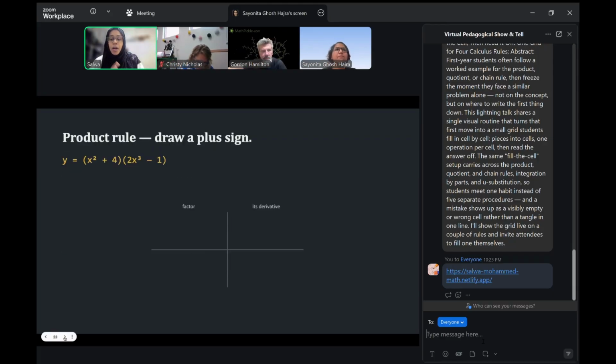So I'm like, okay, I'm going to draw a grid, like a plus sign. We're going to put the factors on the left side. The first thing I see, x squared plus 4, we're going to write in the factor box. Then I see another factor, so I'm going to put that below it, 2x to the power 3 minus 1.